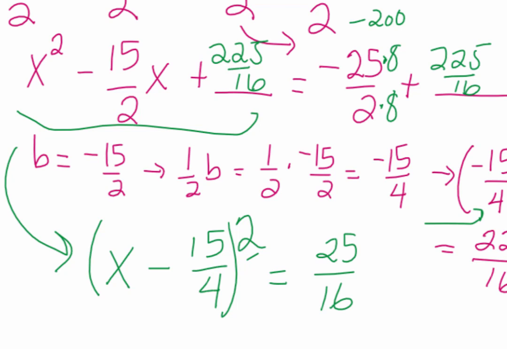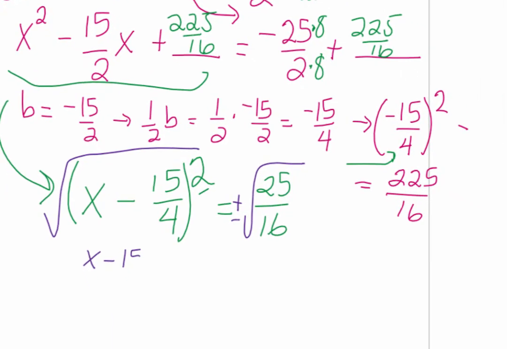Okay. Now we're going to do our square root property. Plus or minus over here, square root of this guy. So we get x minus 15 fourths equals, I'm going to split up this radical, plus or minus square root of 25 over square root of 16. So we've got perfect squares. They were kind to us at least, right? This is plus or minus 5 fourths.